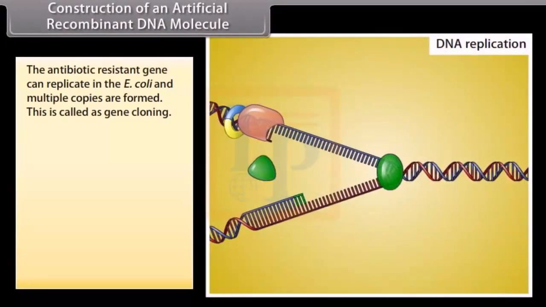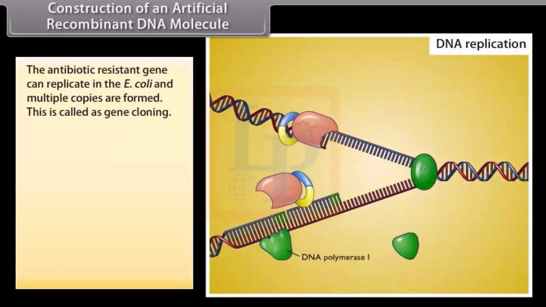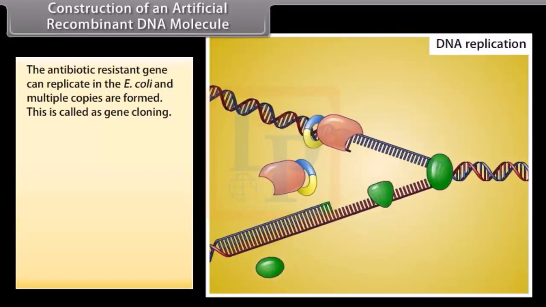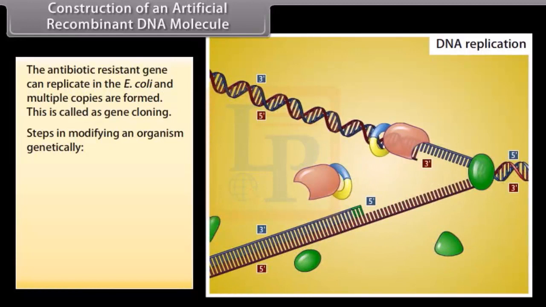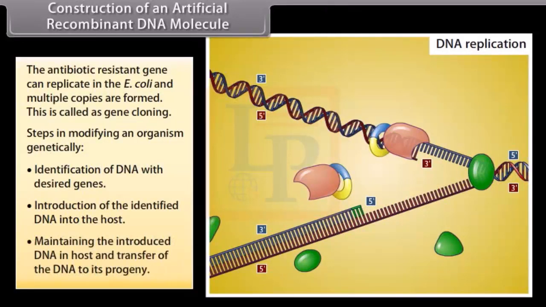The antibiotic resistance gene can replicate in the E. coli and multiple copies are formed. This is called as gene cloning. Steps in modifying an organism genetically. Identification of DNA with desired genes, introduction of the identified DNA into the host, maintaining the introduced DNA in host and transferring the DNA to its progeny.